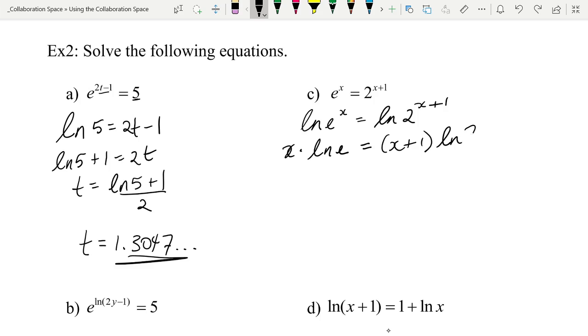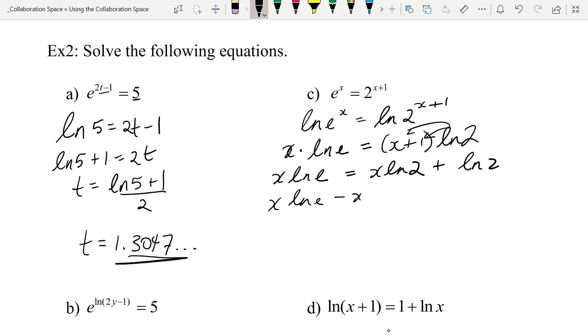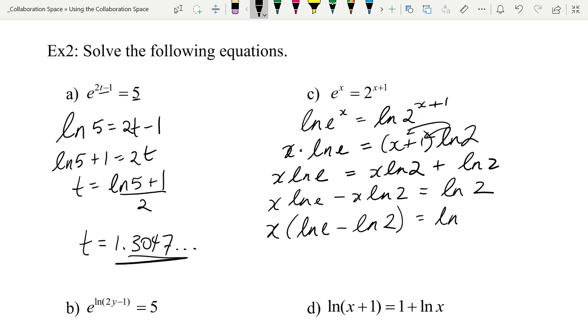Okay, anyway, so this is x ln e is equal to x ln 2 plus ln 2, right? I just distributed that into the bracket like so. Now I'm going to put these two things on the same side of the equation as each other. Then I'm going to factor out an x. And then I'm going to divide both sides of the equation. And then I'm going to cancel those.